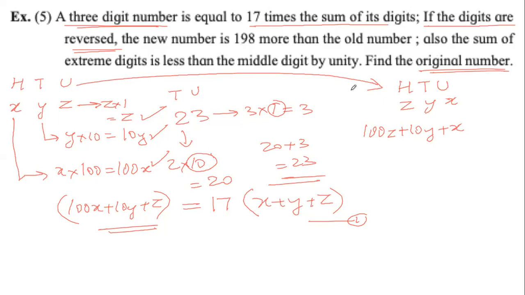Okay. Now it says if the digits are reversed, the new number is 198 more than the old number. More means addition. Old number is this here. So this is equal to 100x plus 10y plus z plus 198. The new number is 198 more than the old number. This is equation number 2 from the second statement. Right?